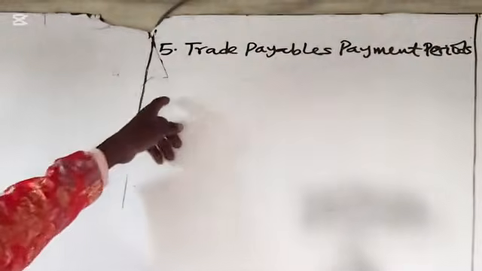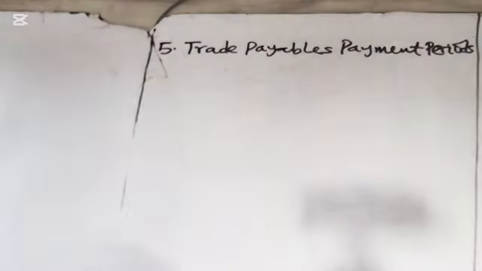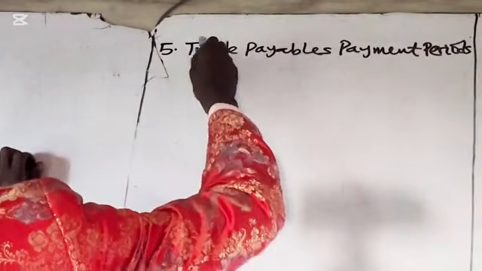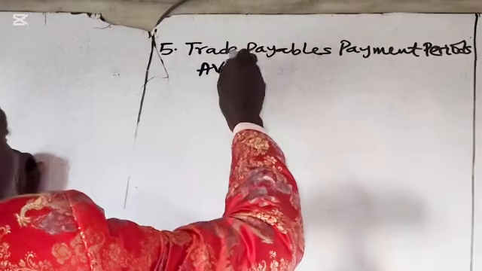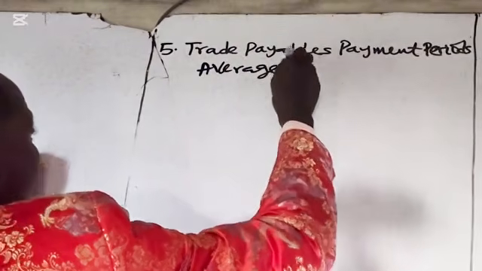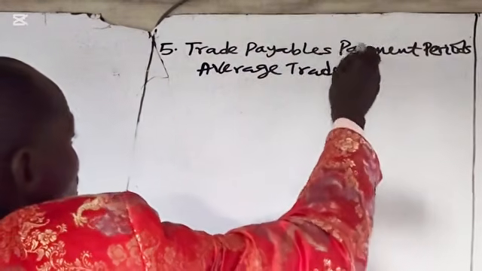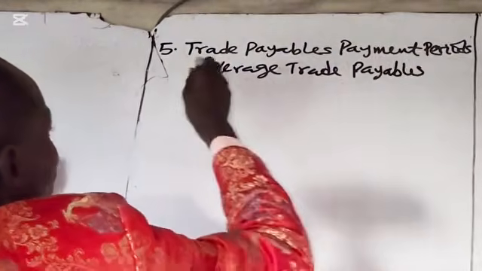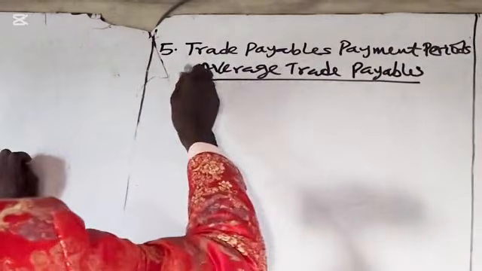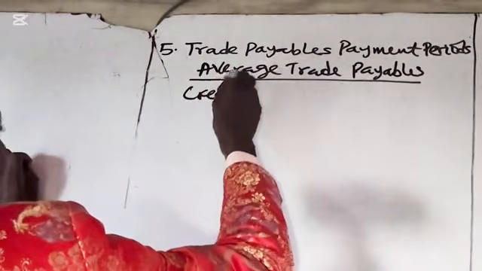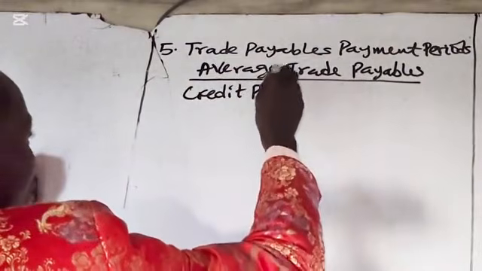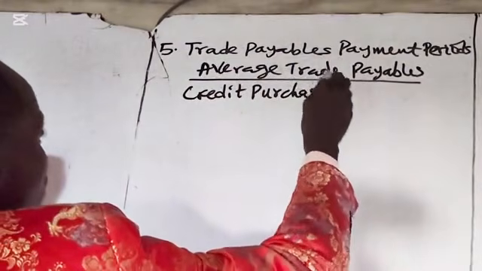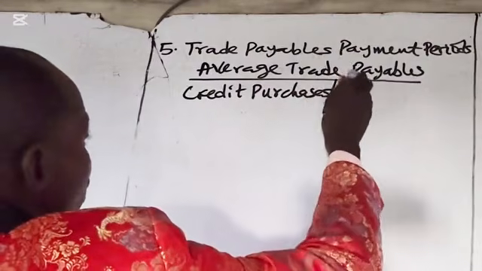So to calculate the trade payables payment period, that is average trade payables over credit purchases. And where the purchases are not available, you may make use of cost of sales.